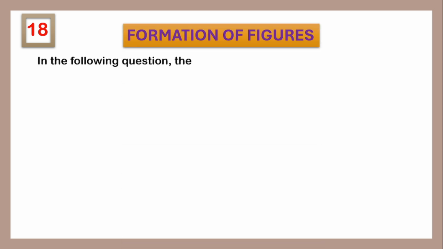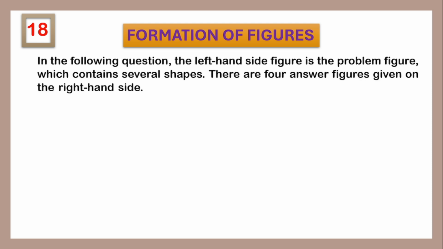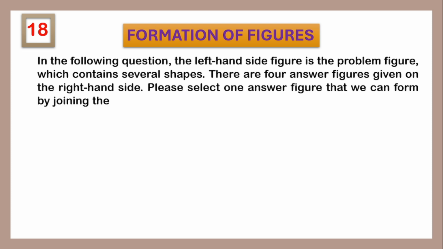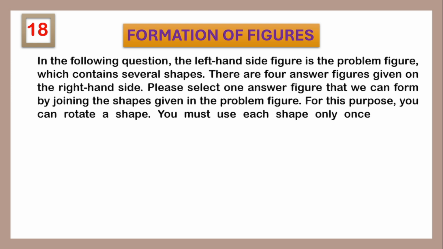Formation of figures. In the following question, the left-hand side figure is the problem figure, which contains several shapes. There are 4 answer figures given on the right-hand side. Please select one answer figure that we can form by joining the shapes given in the problem figure. For this purpose, you can rotate a shape. You must use each shape only once for this purpose.